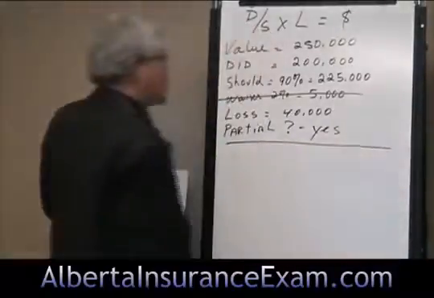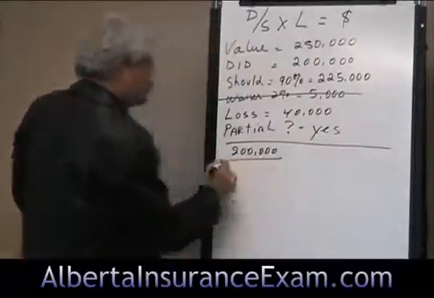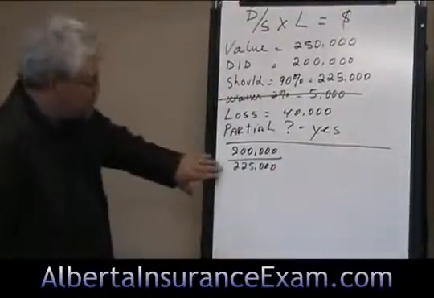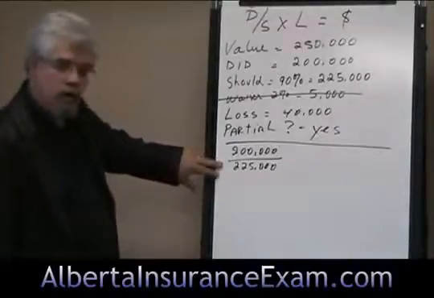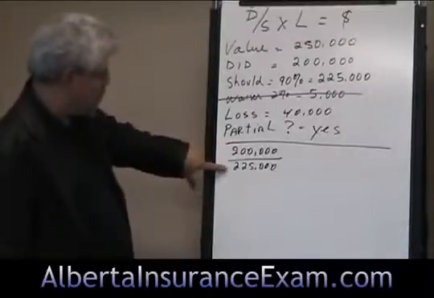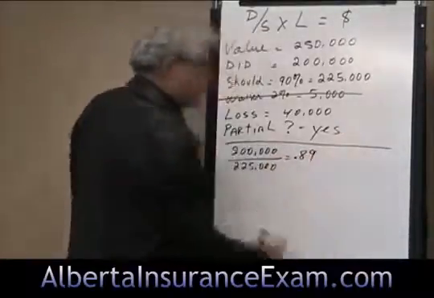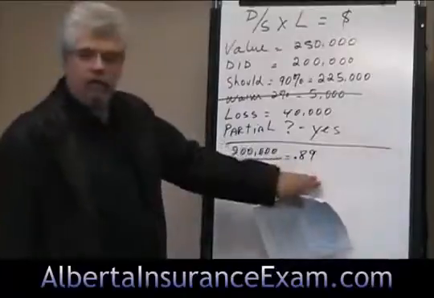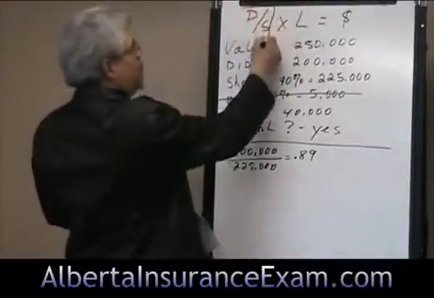So, draw a line. Let's do a calculation. Did $200,000. Should $225,000. The insurer says you should have bought $225,000. You only bought $200,000, so you're co-insuring. What is the value of your coinsurance? Well, you divide the did over the should, and it gives you 0.89. If you divide this by this on your calculator, it's going to go 0.88888, but you round it to 2 digits, so it's 0.89. That's the did over should.